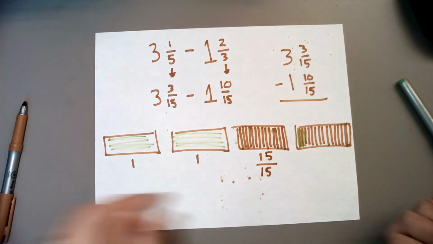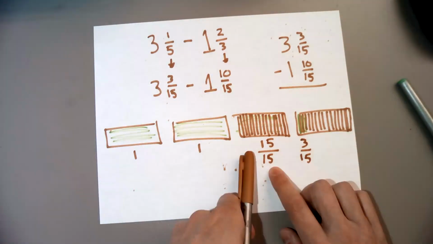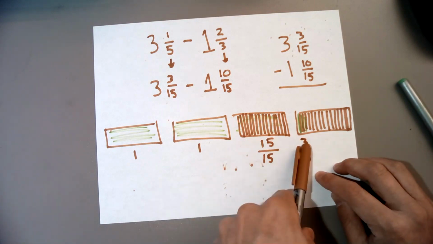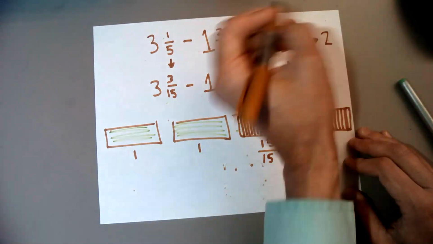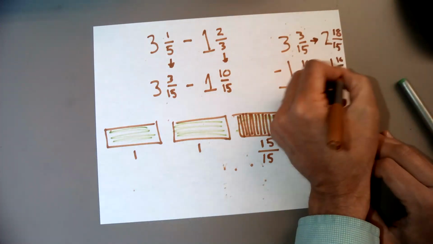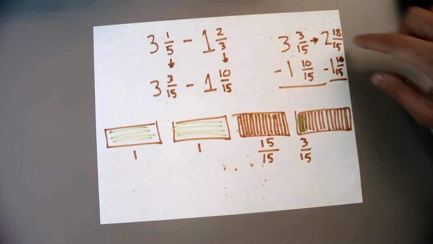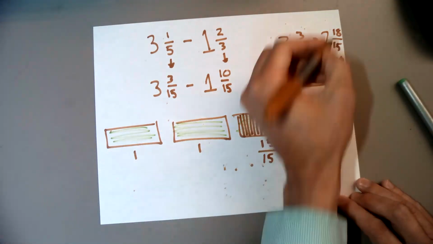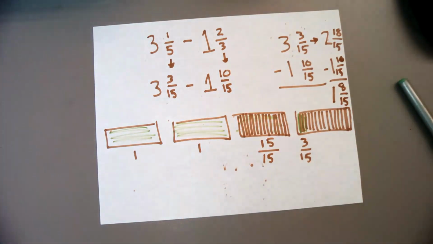So now I have 15/15 from this whole and 3/15 from before. 15 plus 3, that's 18/15. So now instead of 3 3/15, I have 2 18/15. Now I can subtract vertically here. 18 minus 10 should give me 8/15, and 2 wholes minus 1 whole should be 1. It should be 1 8/15, but let's use the diagram to show that.